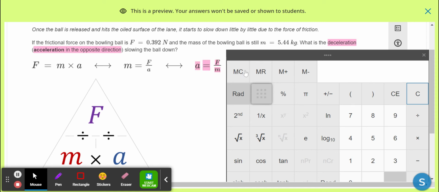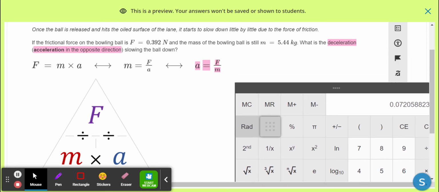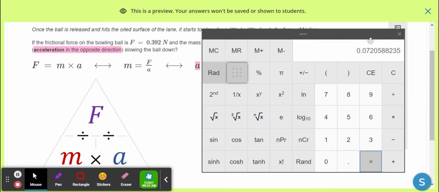So our force is 0.392 divided by the mass of the bowling ball, which is 5.44 kilograms, equals, we get about 0.072. That should be our acceleration on the bowling ball to slow it down, the rate it's slowing down. So 0.072. Let's make sure that's one of the answers down here.